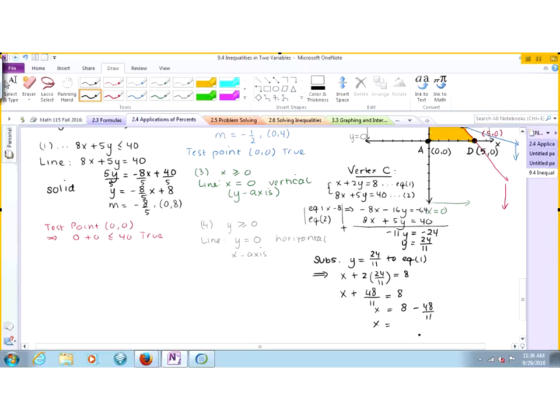So what would you do here? Fractions. How do we subtract? With the LCD. So what's the LCD? 11. So this is 1 times 11, 8 times 11, so 88 over 11. So x is 40 over 11. So what is my vertex C? Done. Finished.